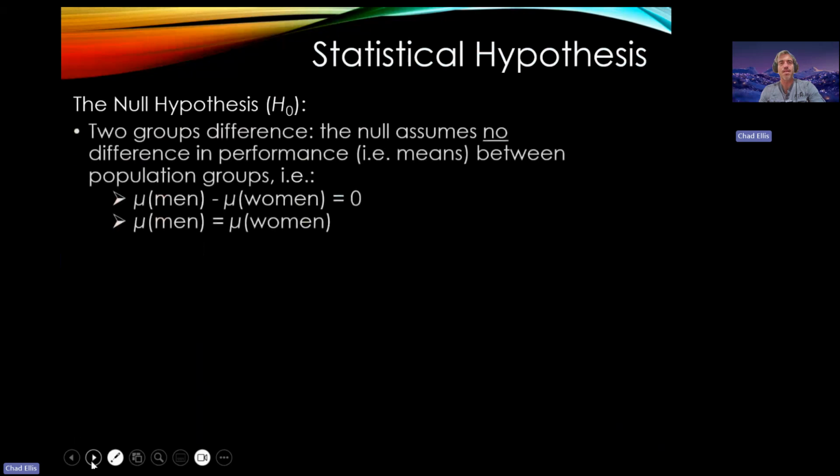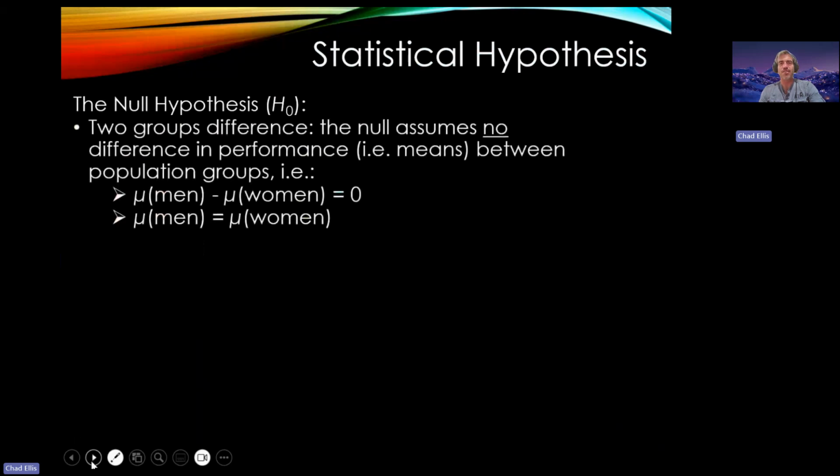Another example of a null hypothesis is that there's no difference in, say, the performance or the mean value between 2 population groups. A lot of studies look at differences in some variable between men and women. So the null hypothesis in that case would be that there's no difference statistically between the mean value for men and the mean value for women. If you took the mean value for women, subtracted it from men, you'd get 0, aka the mean for men is essentially the same as the mean for women.